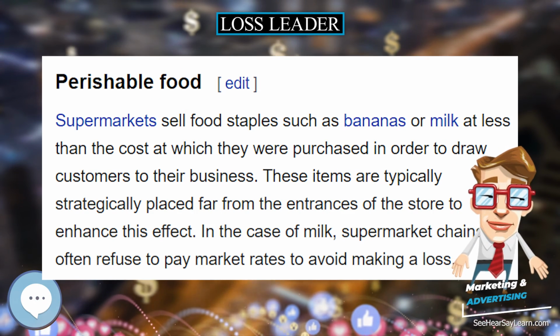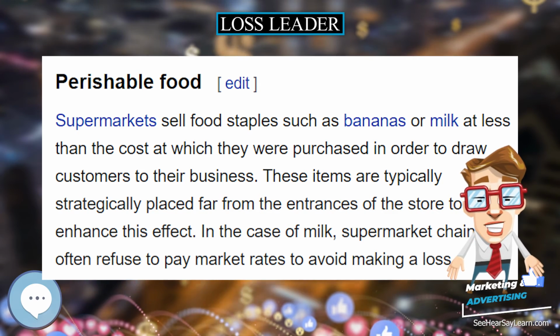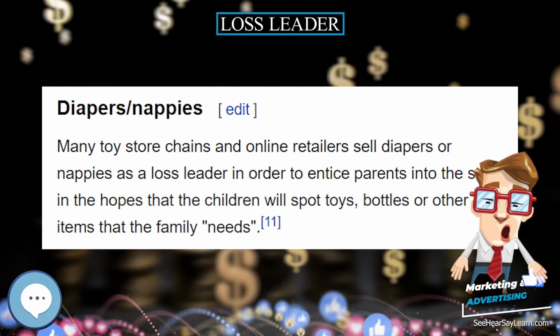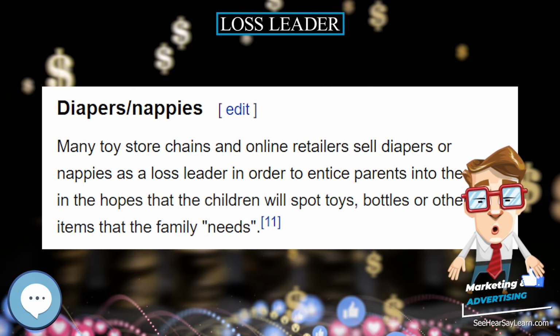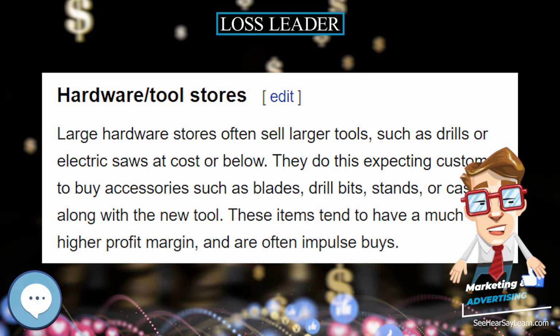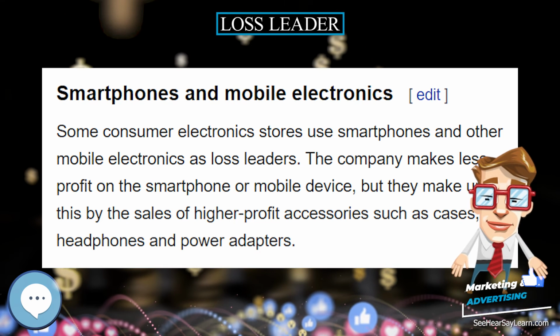Hardware/tool stores. Large hardware stores such as Home Depot often sell larger tools, such as drills or electric saws, for cost or below. They do this expecting customers to buy accessories such as blades, drill bits, stands, or cases, along with the new tool. These items tend to have a much higher profit margin, and are often impulse buys.